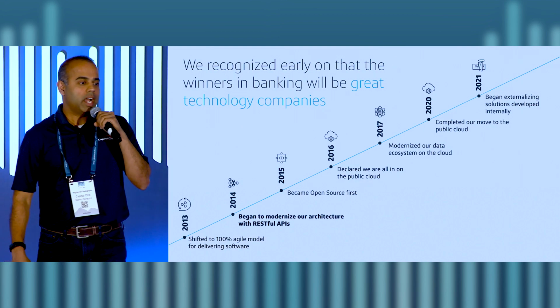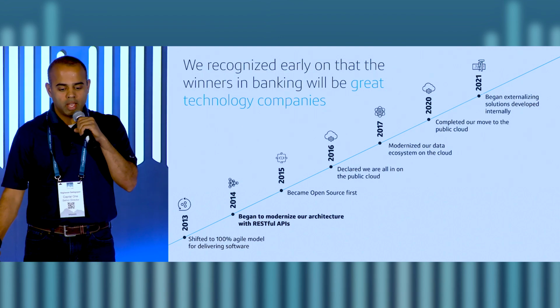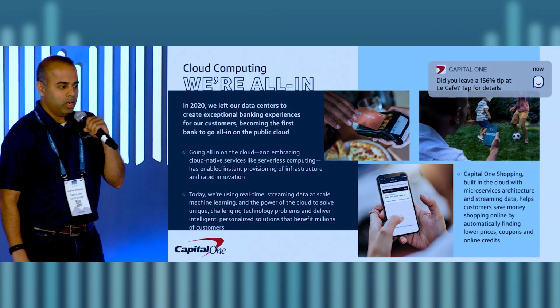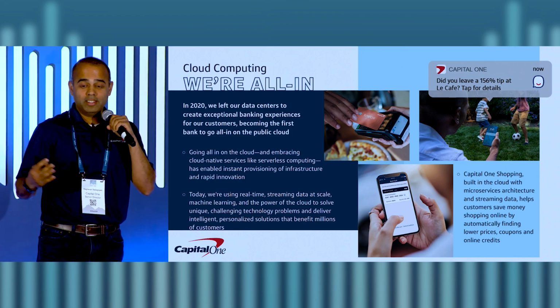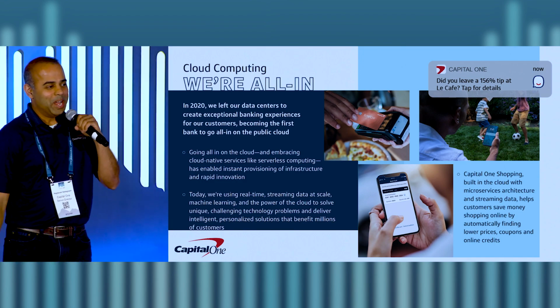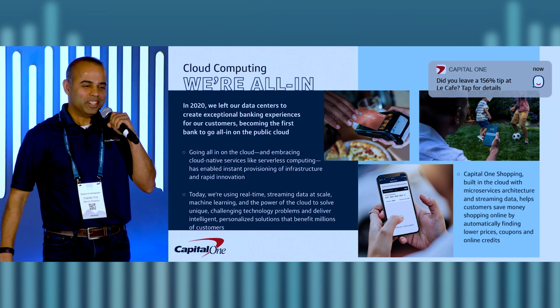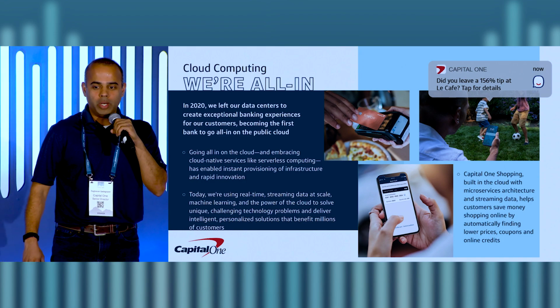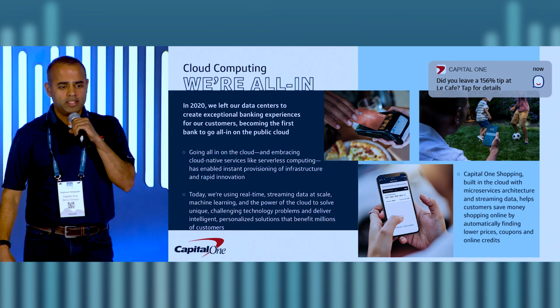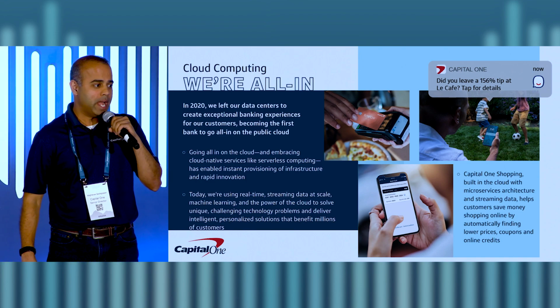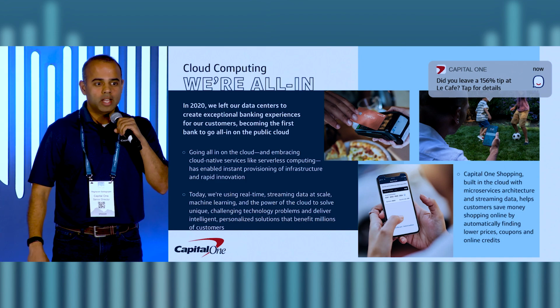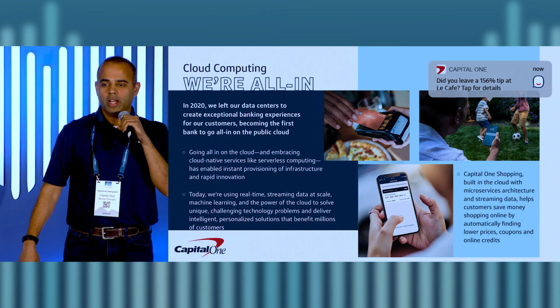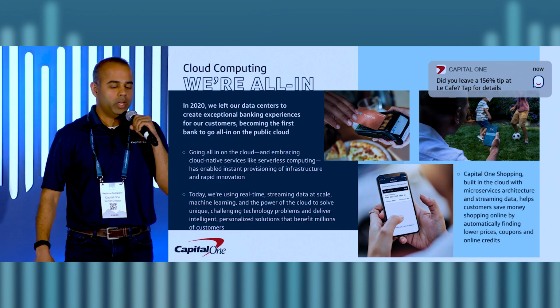Since 2014, we have been modernizing our architecture with RESTful APIs. We are all in on the cloud. We didn't plan this, that AWS came before us. Today you'll see a lot more references to AWS, how we are using some of their services. But back in 2020 is when we left our data centers. So we are the first bank to go all in on the cloud. So obviously with us getting onto the cloud gives us a lot of advantage in using cloud native services.